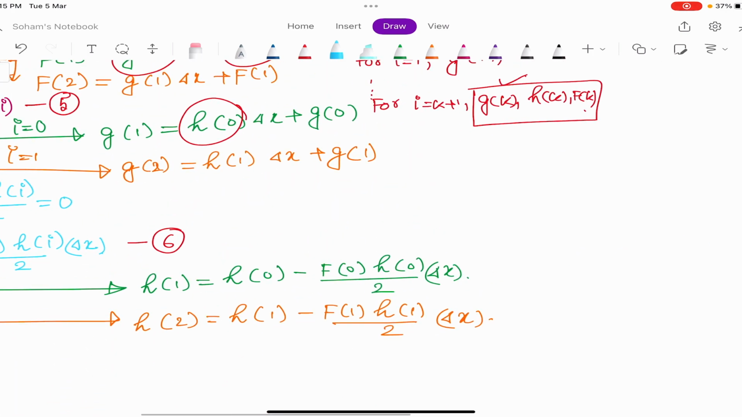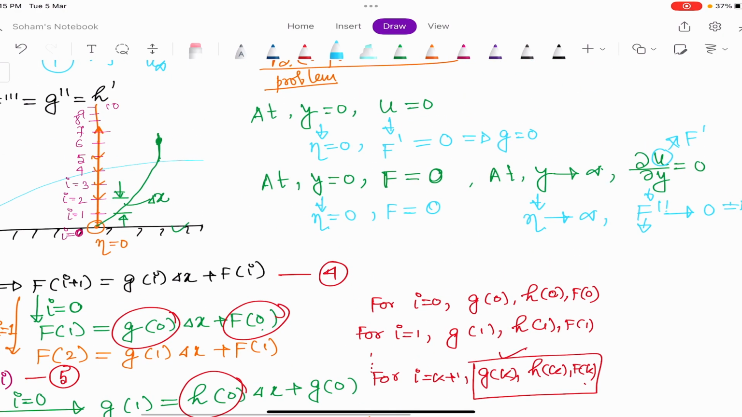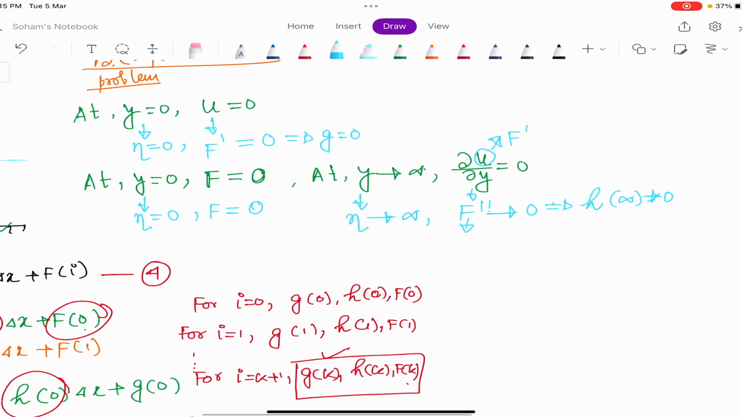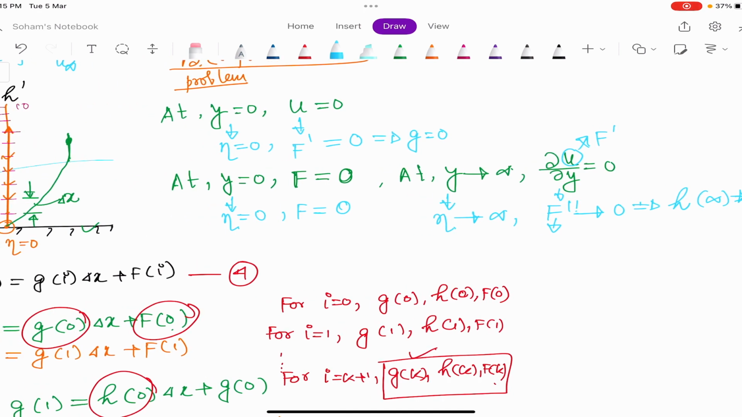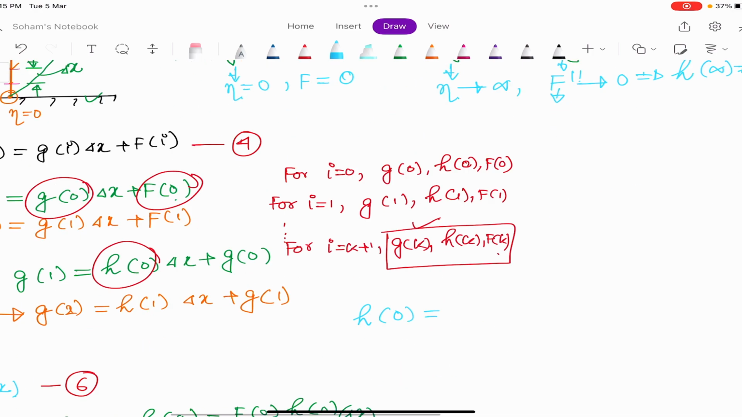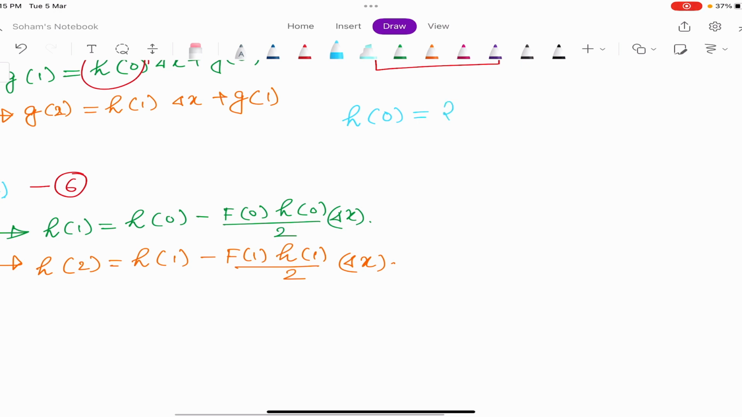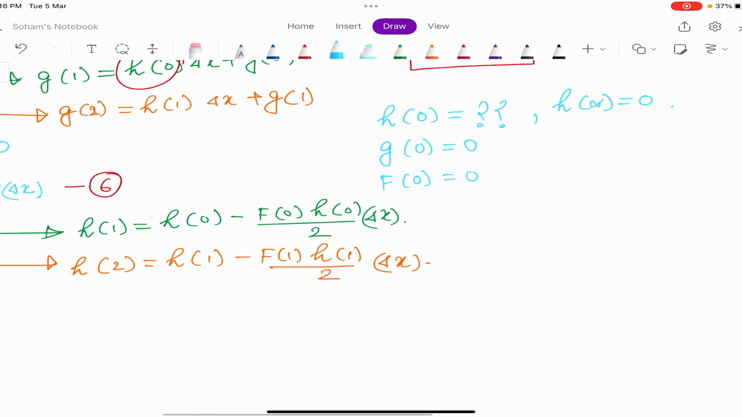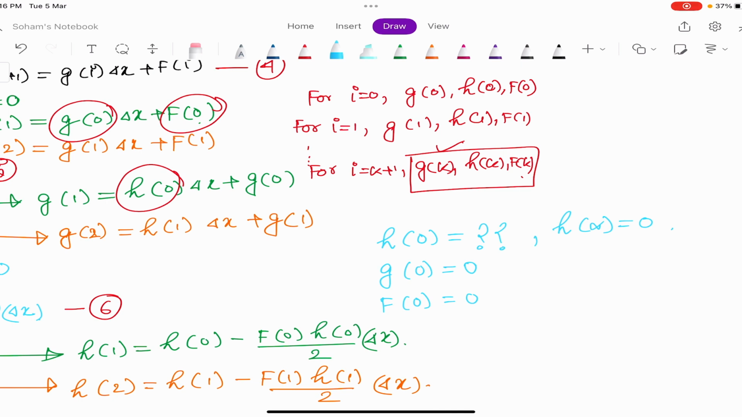Which three conditions? So the first is h of 0, okay, so we don't have h of 0. Let us first digest that. g of 0 is 0 and f of 0 is also 0. So h of 0 we don't know, but we have h of infinity equal to 0. But to start the engine I have told you that we need all these three.